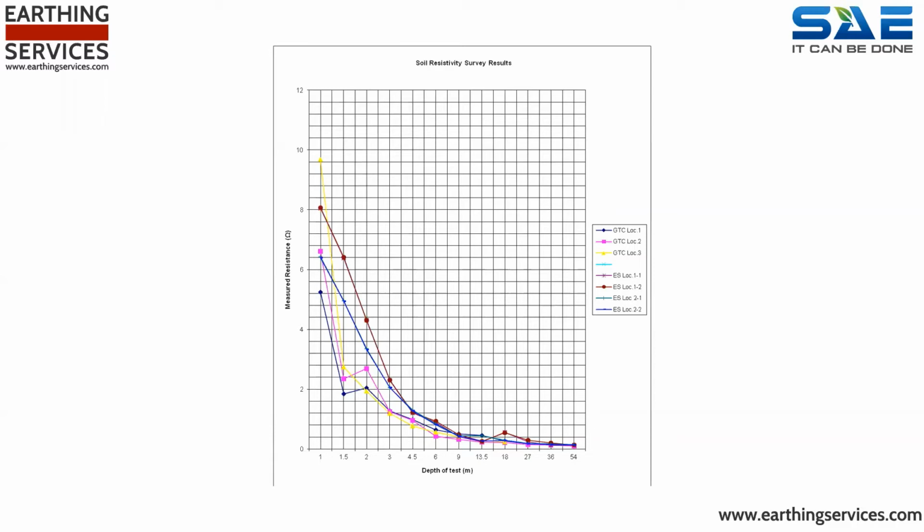Whilst testing to 54 meters may seem excessive, most UK distribution network operators will insist upon that scope of testing. Furthermore, even if you are installing something near the surface, the deeper layers will still have an impact on performance.